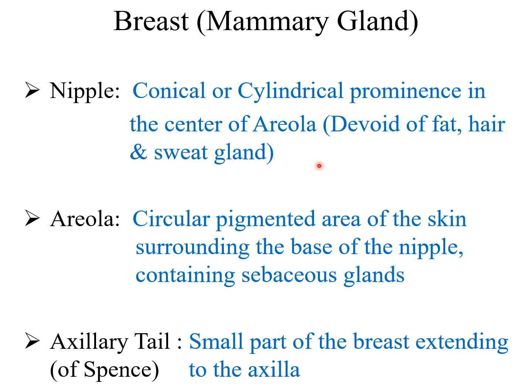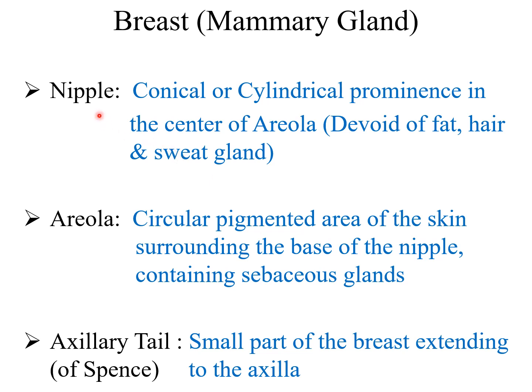So if we talk about the structures of the breast, as it is a mammary gland, it has glandular tissue inside, but it has a nipple, a part known as areola, and an extension to the axilla which is known as axillary tail of Spence. What is nipple? A nipple is a conical or cylindrical prominence in the center of the areola, and it is devoid of fat, hair and sweat glands. So it means that in the nipple, which is the central part of the breast, we don't have fat, we don't have hair, and we don't have sweat glands.